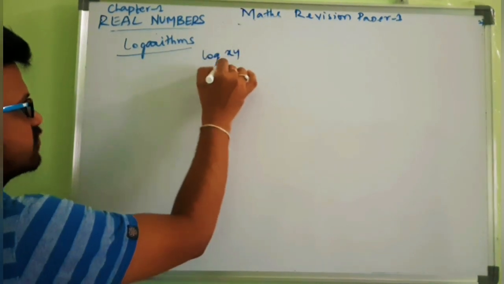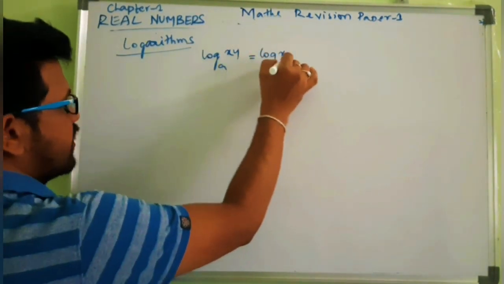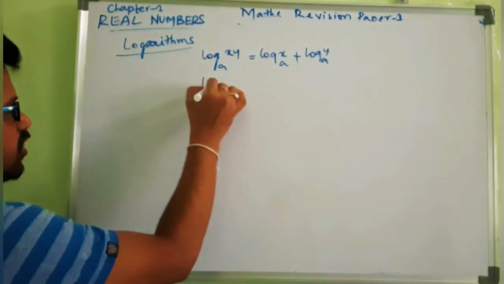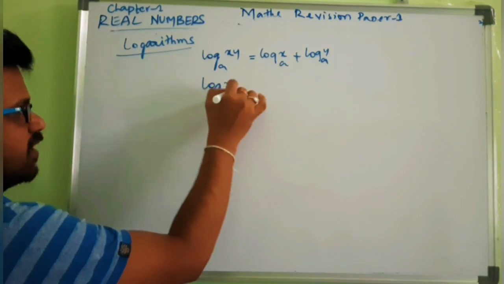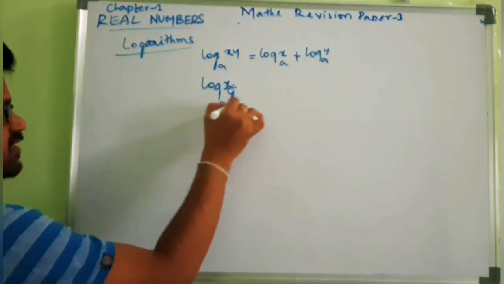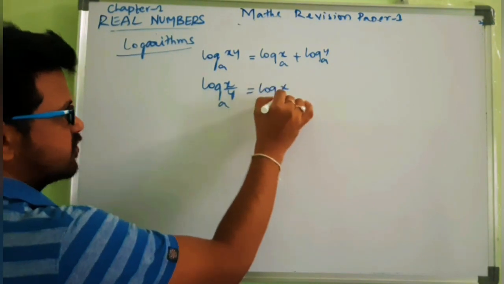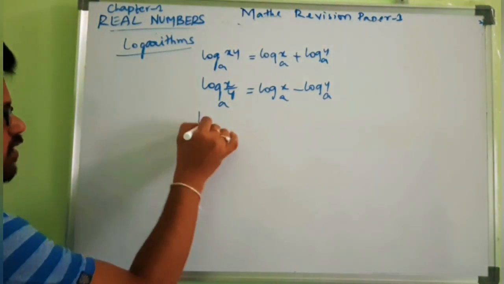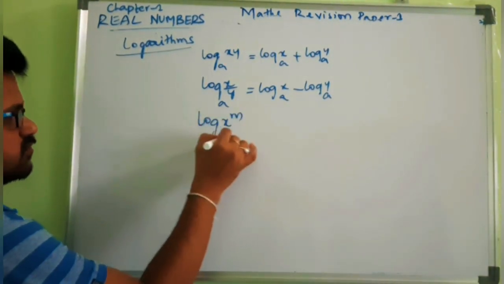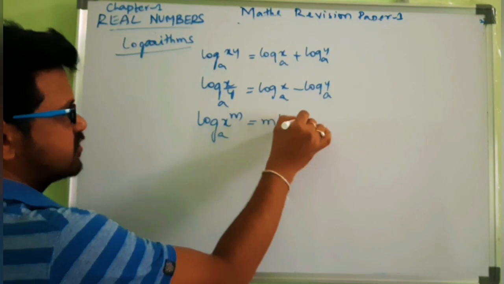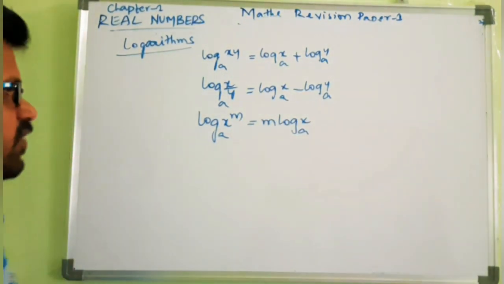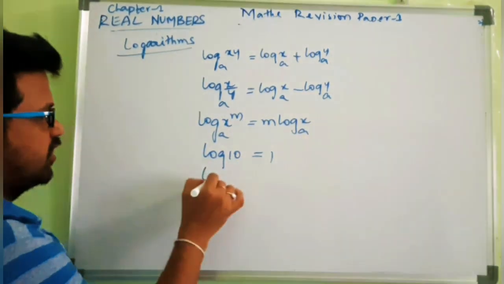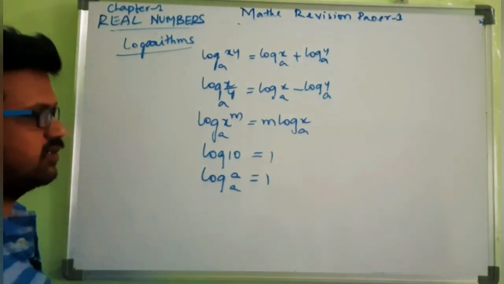Log of xy to the base a is log x to the base a plus log y to the base a, and log of x by y to the base a is equal to log x to the base a minus log y to the base a, and log of x to the power of m to the base a is equal to m log of x to the base a. These 3 formulas are very, very important. And log 10 value is 1, and log of a to the base a is equal to 1.